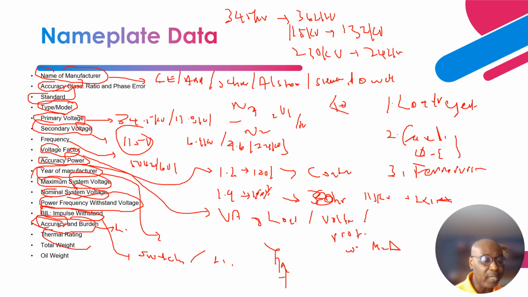Next is the thermal rating, right? Okay, so as we connect the burden, there's a thermal rating that has to be maintained. Next is total weight, right? And in this case, basically we don't have oil, but we have cast resin or epoxy.